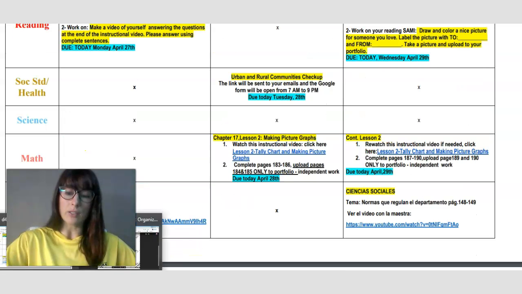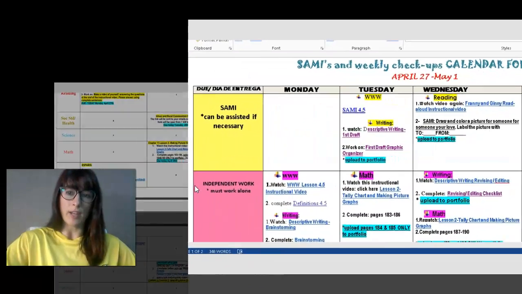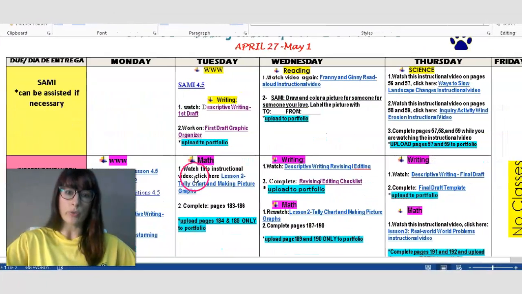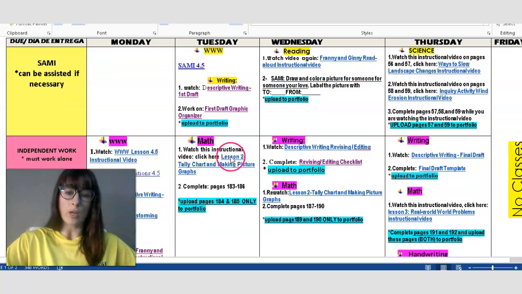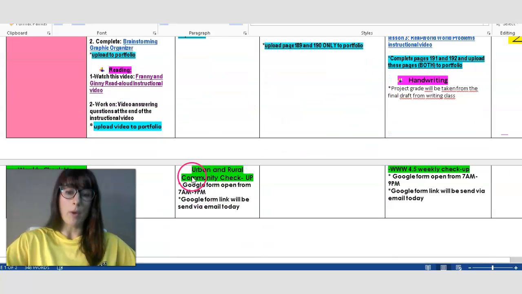Okay, let's look at the calendar just so we can wrap it up and make sure we went over everything we needed to. When you look at the calendar, this provides you a great overview of what you need to do. So you can see that you have SAMI 4.5 form, you have to watch the video from Miss Sanchez on writing, and then work on your graphic organizer for draft. Upload that to Portfolio. Then you can see that you have an instructional video on math to watch. You have to upload these 2 pages. Okay, and you have your checkup on urban and rural community. That's what you have for today, 2D.